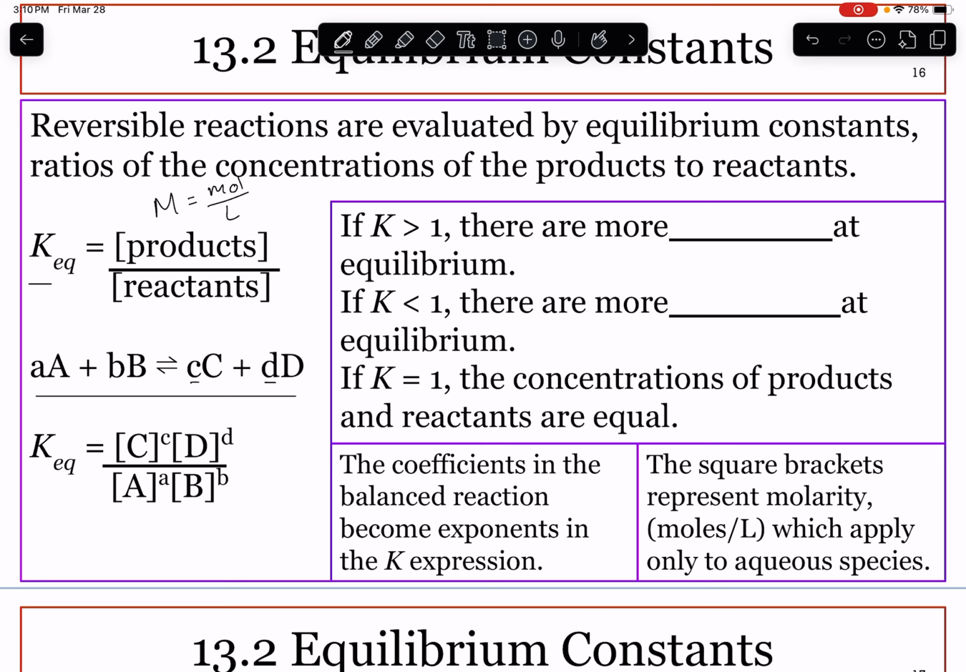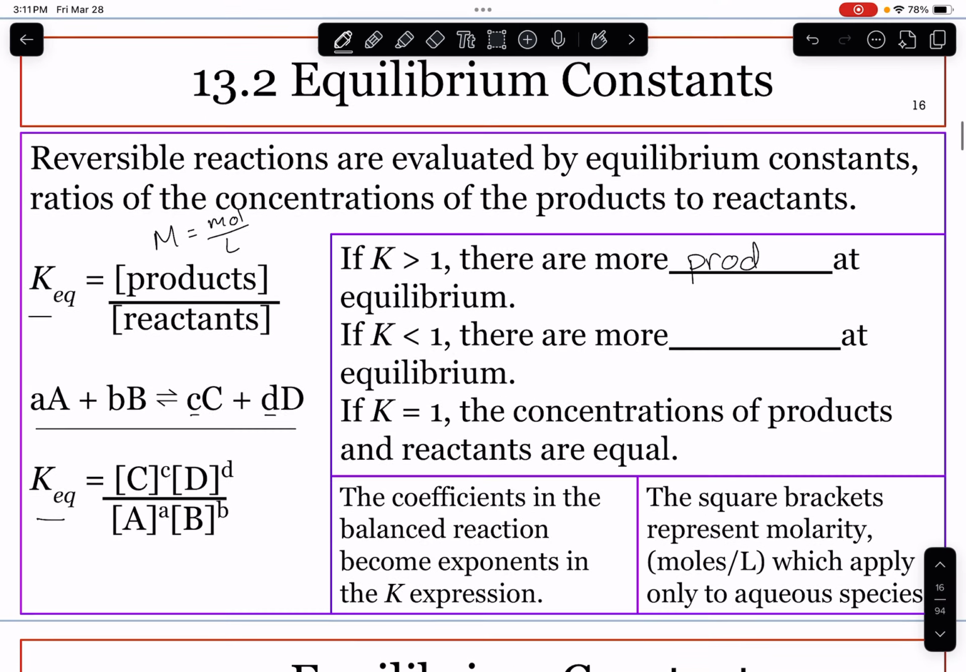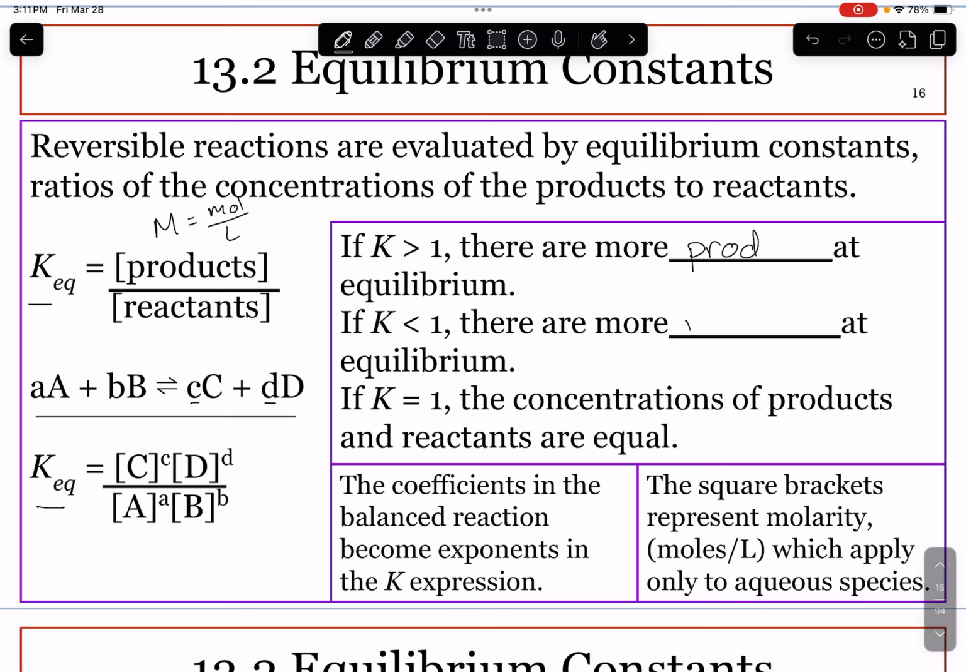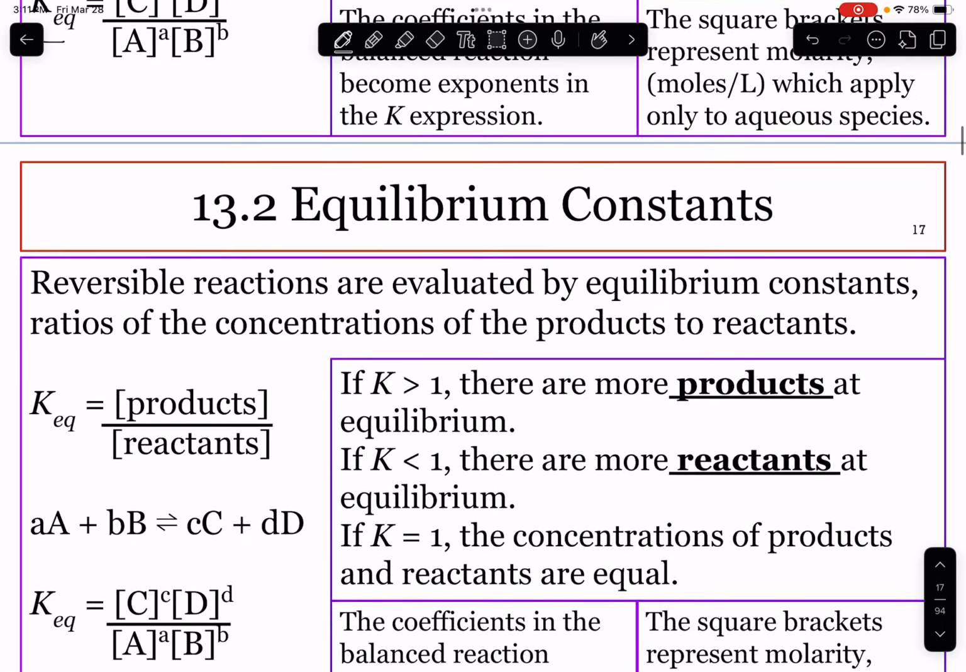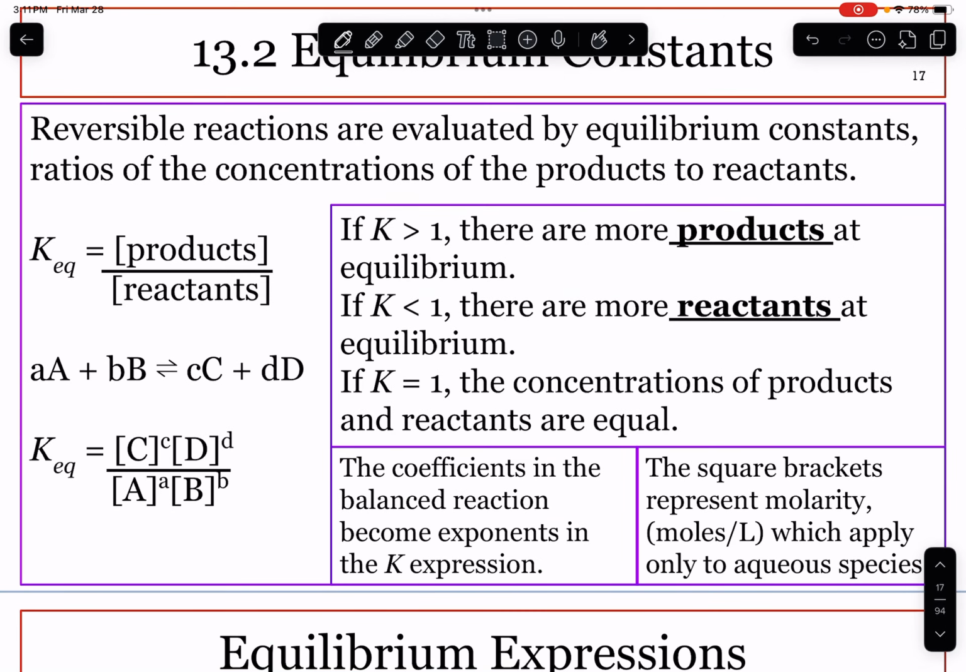If there is a greater number of products, then the K value here will be greater than 1, and that's because the products are in the numerator. So if K is greater than 1, then that means there are more products at equilibrium. But if K is less than 1, then that means your denominator is larger and there are more reactants at equilibrium. And there are the answers to the fill in the blanks.